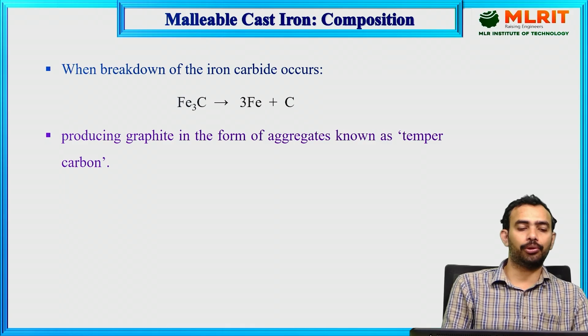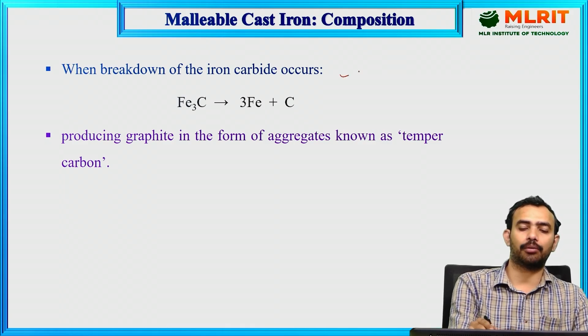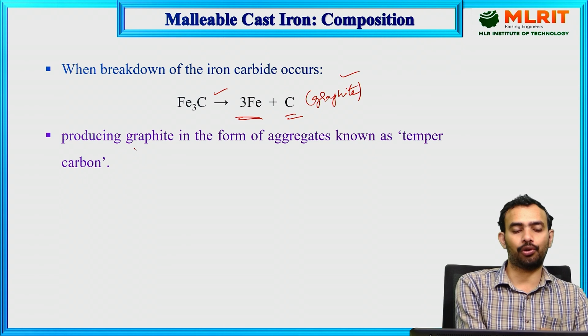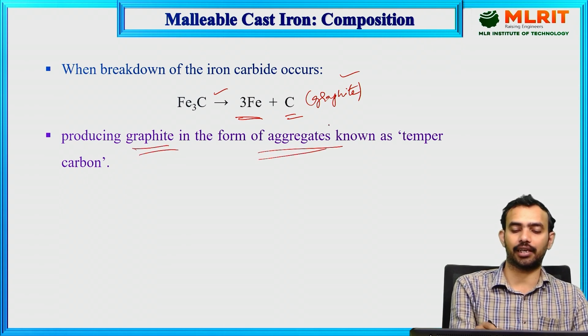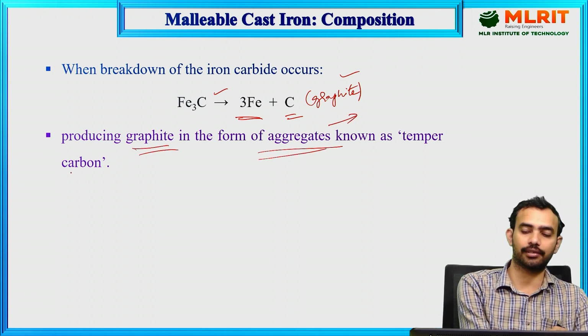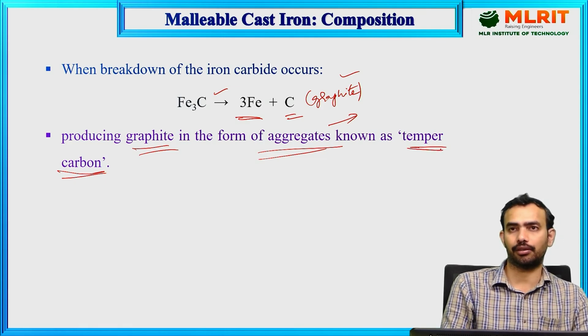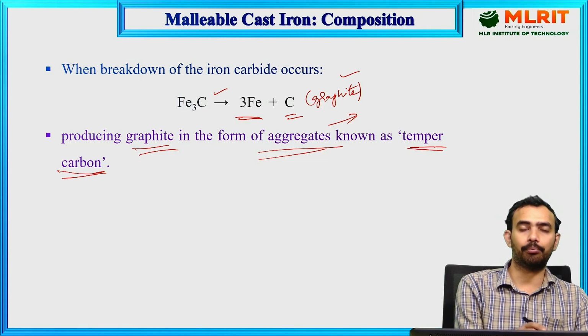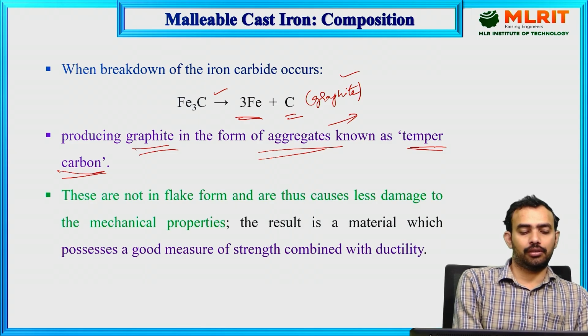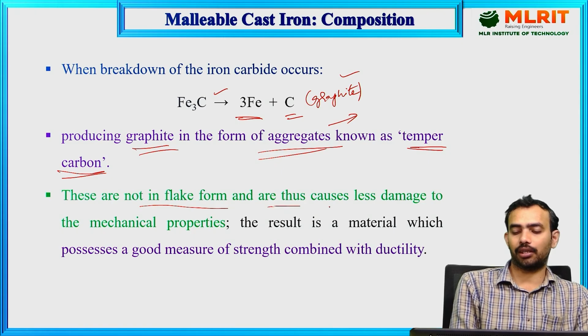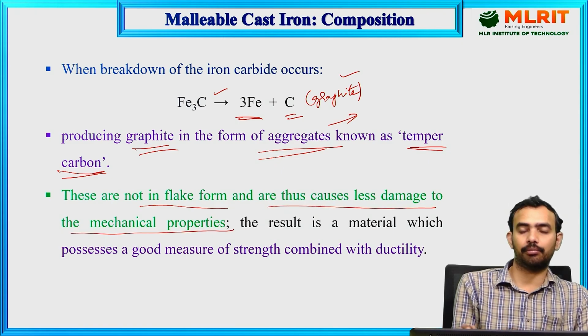If you look at the composition, the iron carbide, Fe3C, breaks down into iron and carbon, which is graphite. It produces the graphite in the form of aggregates or clusters, which is known as temper carbon. These aggregates, rosettes or clusters, are known as temper carbon. These are not in flake form, and thus cause less damage to the mechanical properties.